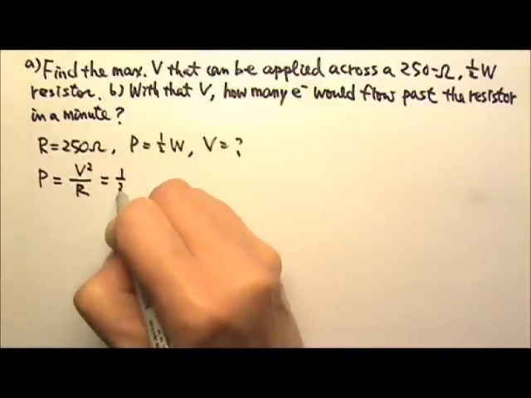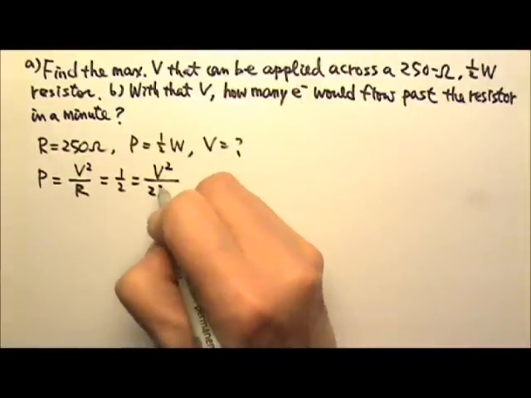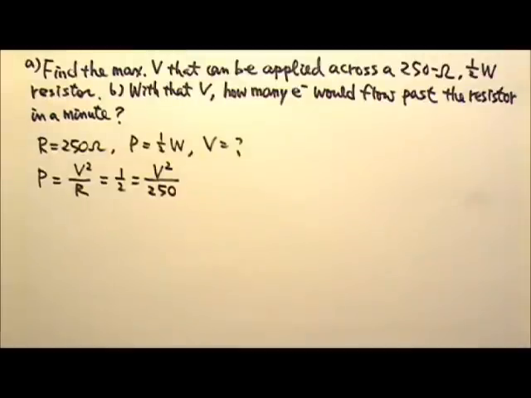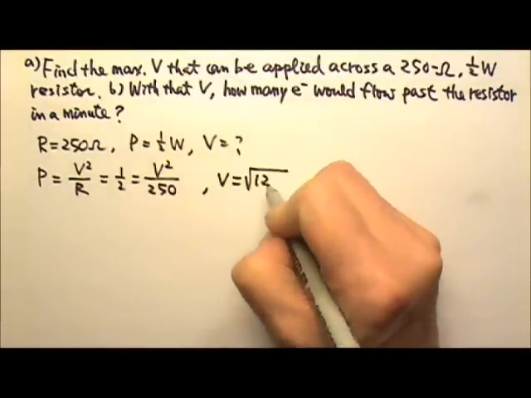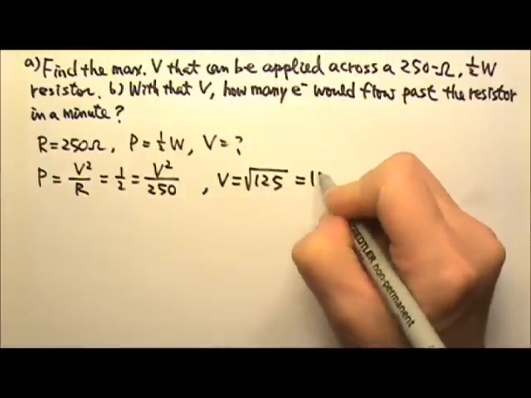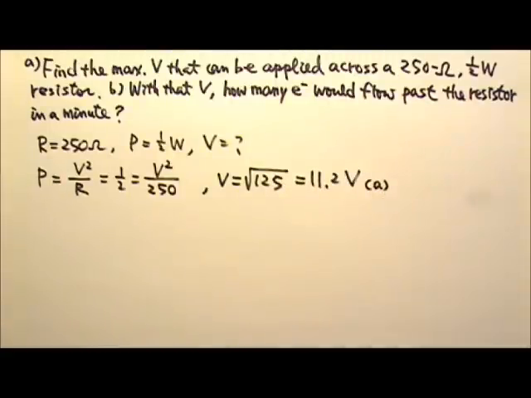The power is 1/2, the voltage is what we're looking for, and the resistance is 250. So the voltage is the square root of 125, which gives us 11.2 volts. So that's the answer in Part A.